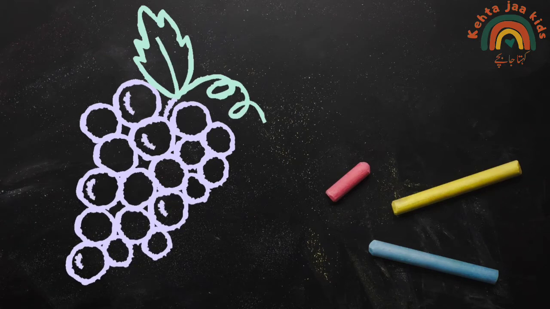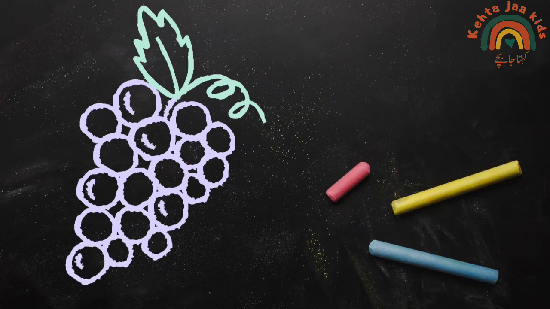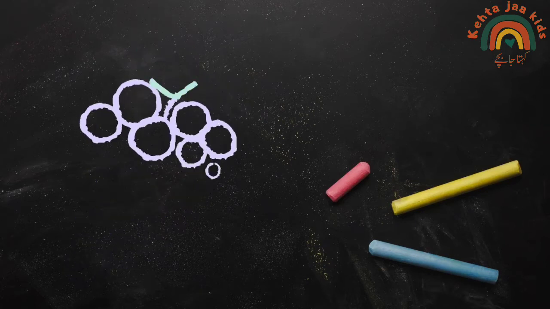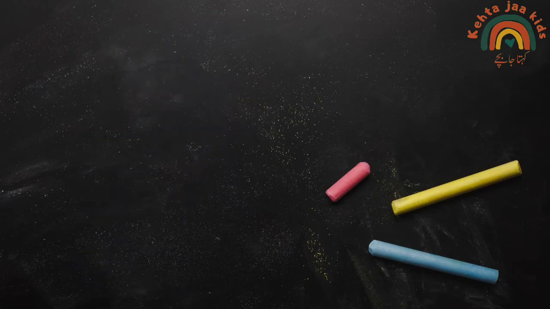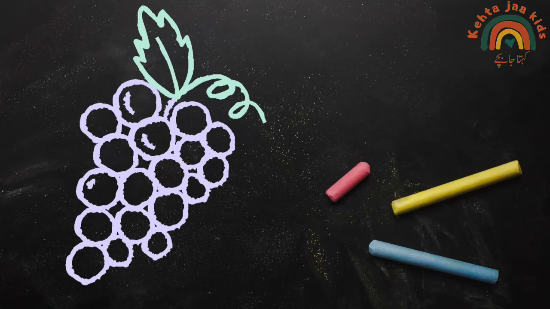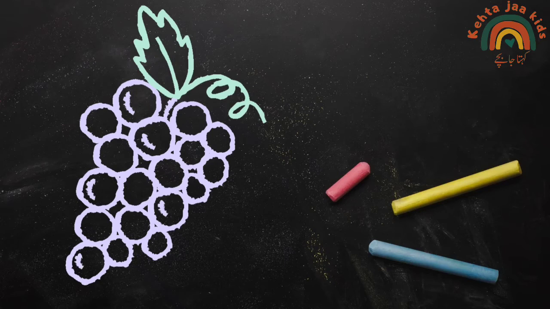Which fruit is this? These are grapes. Grapes को उर्दू में क्या कहते हैं? अंगूर. Grapes, अंगूर.